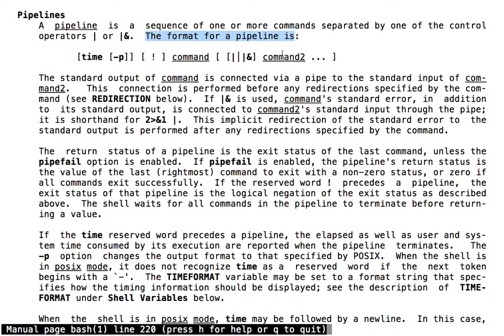The format for a pipeline is a command, followed by a pipe operator, followed by another command. The ellipsis here indicates that this pattern can be repeated indefinitely, with additional pipes used to respectively connect each adjacent pair of commands. So, what does it mean for two commands to be connected via a pipe? The standard output of the first command is connected via a pipe to the standard input of the second command.